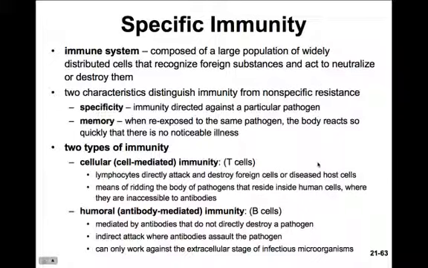There are 2 types of immunity. There's cellular-mediated immunity and humoral immunity. In cellular-mediated immunity, we see that the T cells are predominantly active. These T lymphocytes directly attack and destroy foreign cells or diseased host cells. This means the ridding of the body of pathogens that reside inside the cells. When we have pathogens that are located inside the cells, they're inaccessible to antibodies, so the response cannot be mediated by antibodies.